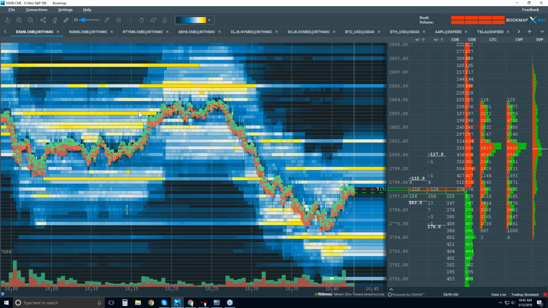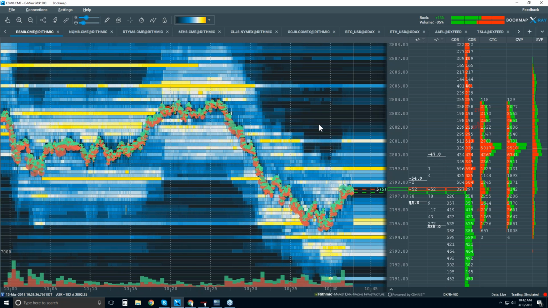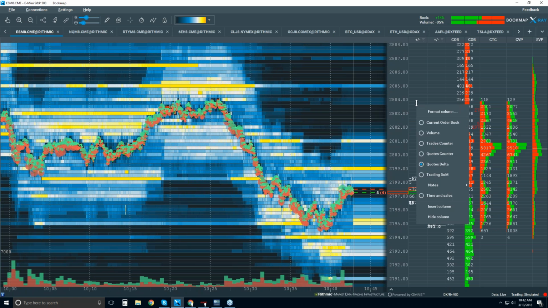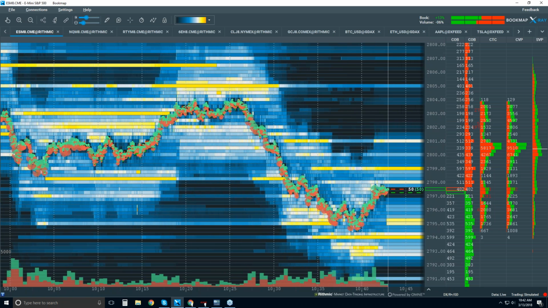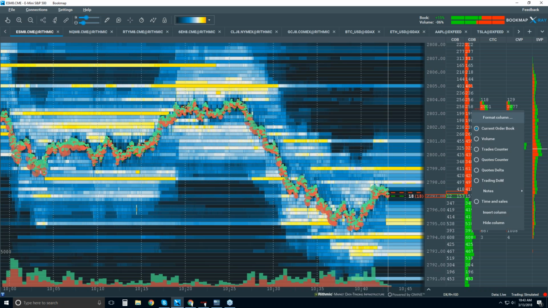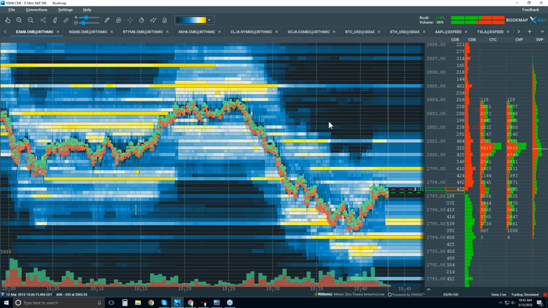Let's jump back here, and we'll take a look at the S&P E-mini, and it's just all sorts of speculation and hedging, etc. in this market. Okay, so let me actually hide some of these columns. Okay, and that looks pretty good. Let's format this one. Okay, all right.